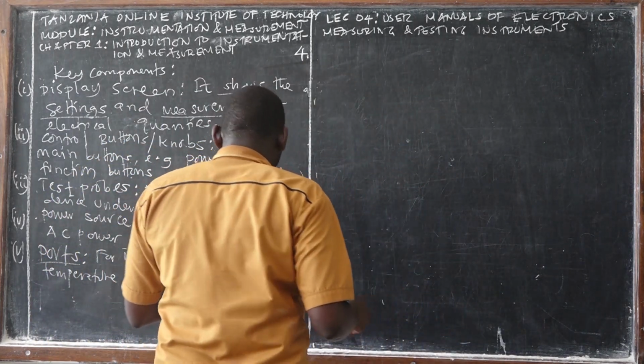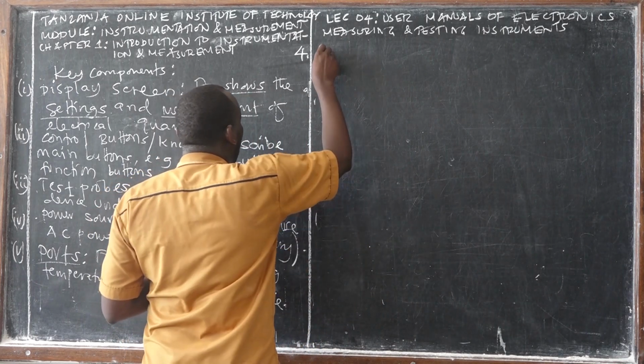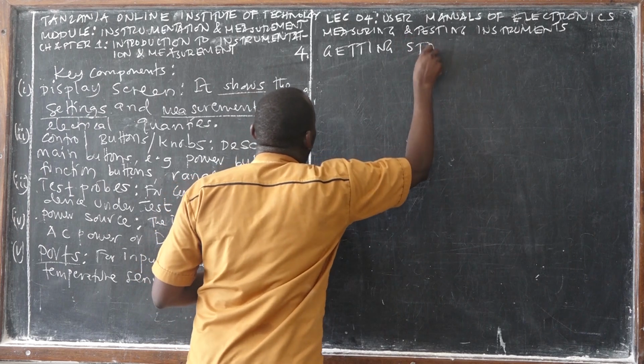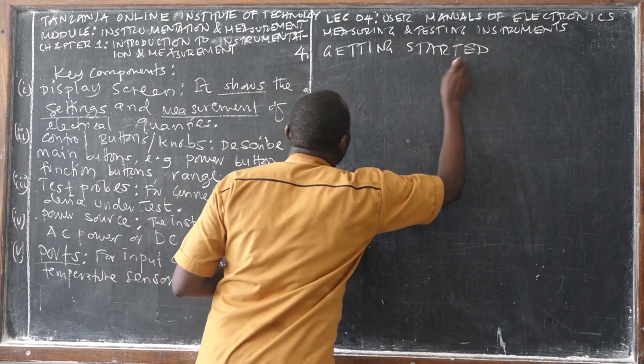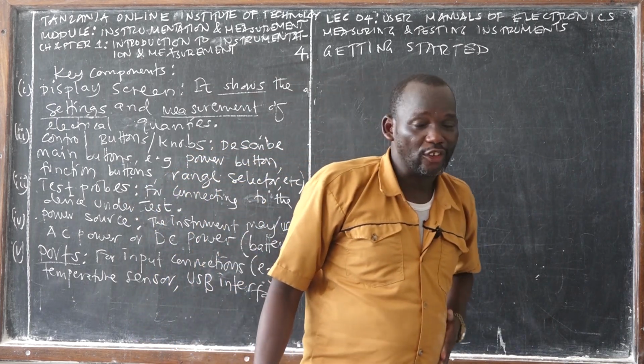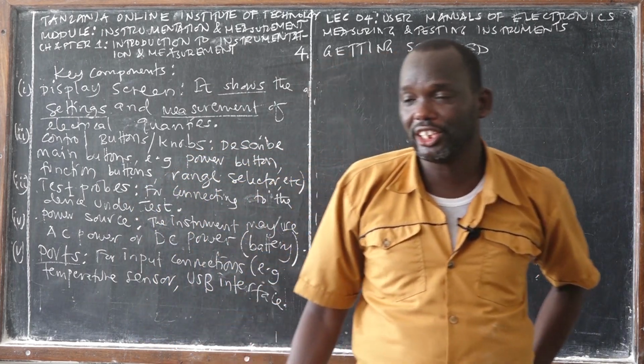What is the name of the first part? Getting started. What does getting started mean? It means how you can start to use the electronics measuring and testing instrument.